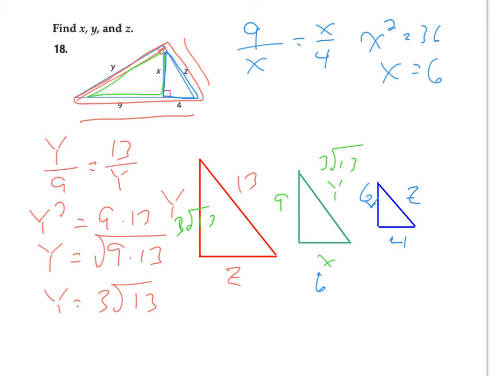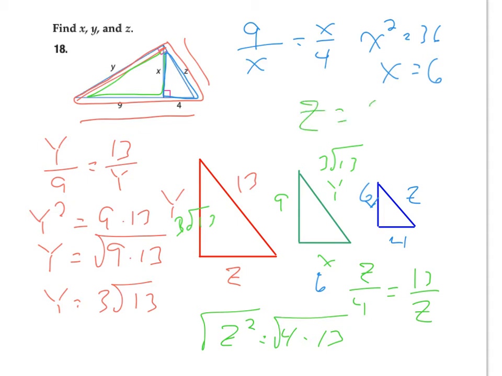Okay, and now to find z, how about we do this? Z is to 4 as 13 is to z. So I'm going to write that down here. Z is to 4 as 13 is to z. I get z squared is equal to 4 times 13. I'm going to take the square root of both sides. So z is equal to the square root of 4 times 13, which of course is, I pull the 4 out, I make it a 2 root 13.